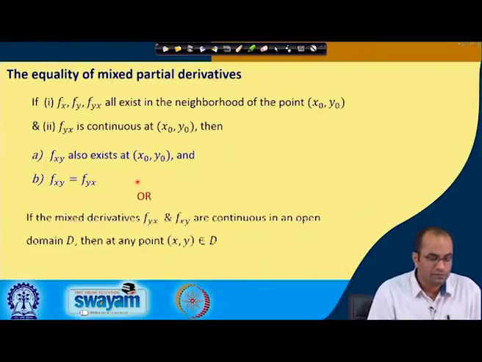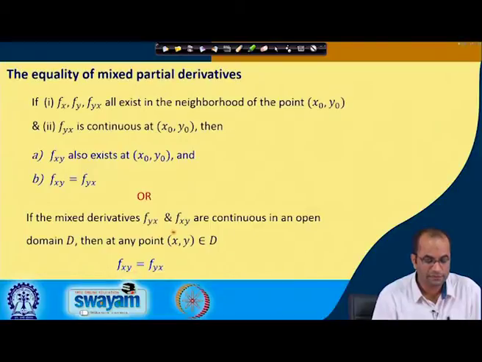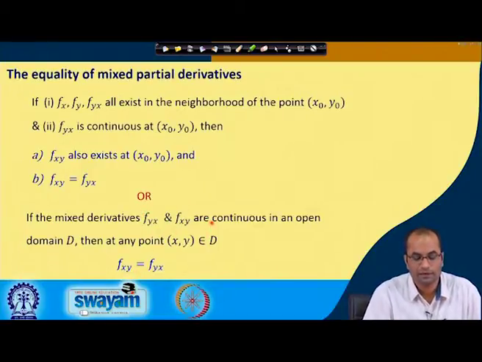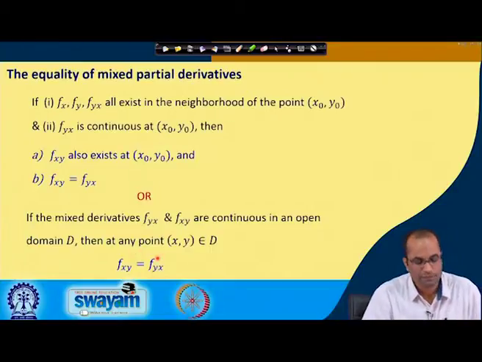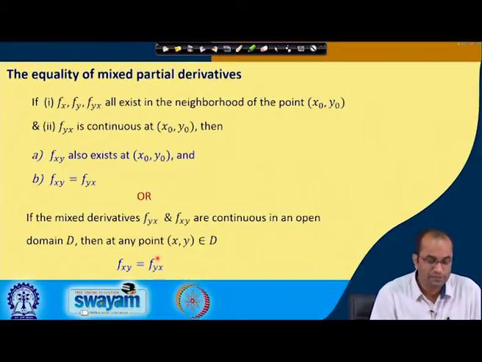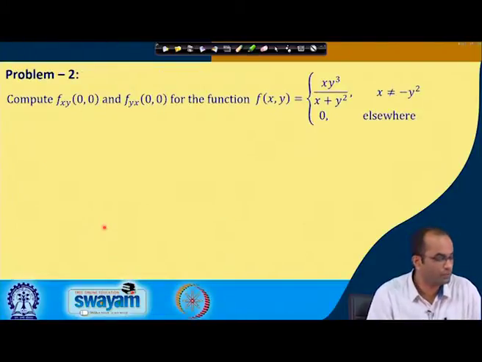or there is another parallel result here. If the mixed derivatives, this f_yx and f_xy, it is easy to remember. So, when the equality happens, when these two derivatives f_yx and f_xy are continuous in an open domain D, then at any point in the domain we have these mixed order partial derivatives equal. So, in the previous example, definitely those partial derivatives were not equal.